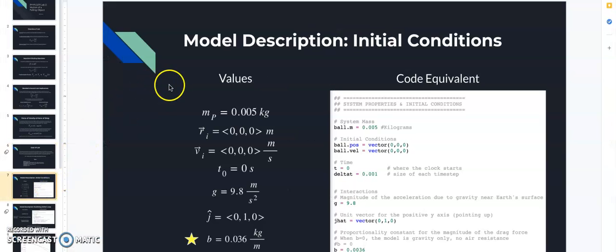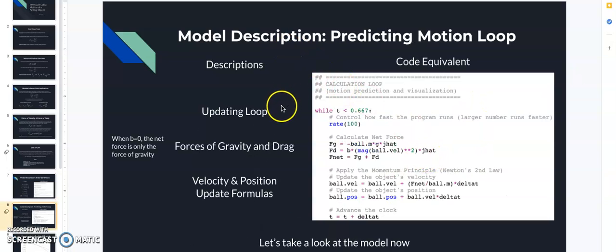So here are some initial conditions. The mass of the paper ball, 0.05 kilograms, starts at the origin, initial velocity of 0, starts at time 0, gravitational constant, and everything else. And this is the constant that was calculated through some repetitive testing to match the final position. Here's a code equivalent. And here's an updating loop for predicting motion. It goes up to the time interval that the motion was captured. Here's the forces of drag and gravity, which we discussed earlier in code form, and the velocity and update positions. And a quick note, when b is 0, the net force is only the force of gravity.